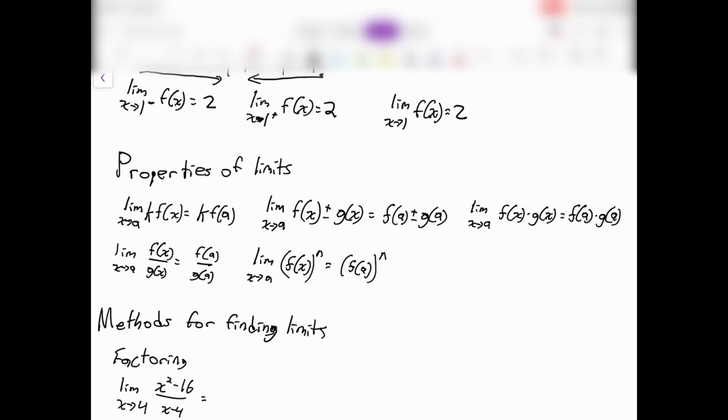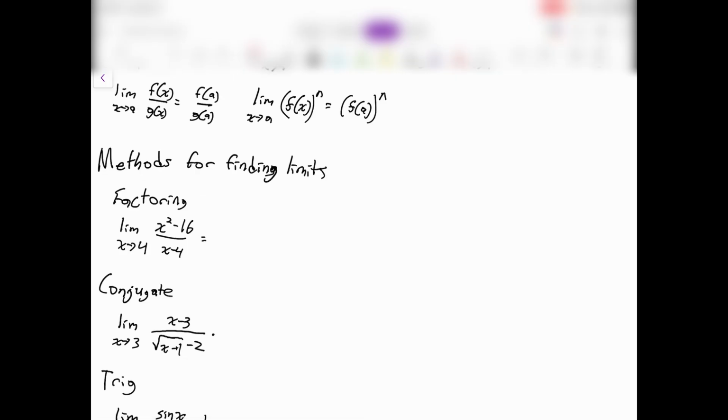So now let's look at properties of limits. The limit as x approaches a of a constant k times f of x is equal to the constant times f of a. And then we have the limit as x approaches a of f of x plus or minus g of x, and that's equal to the limit of f plus or minus the limit of g. You just take the limits individually. The same thing goes for multiplication and division, where you take the limits individually and then compute them out.